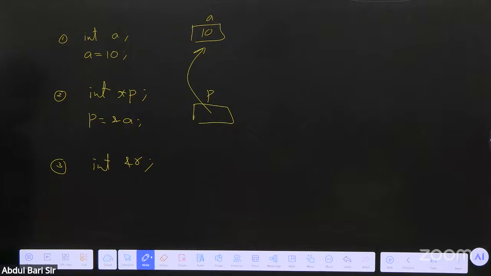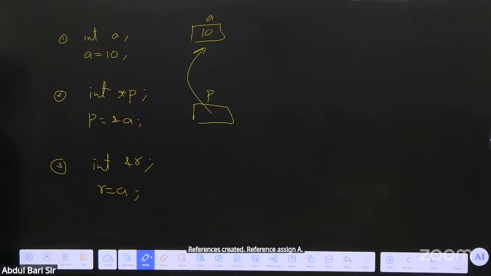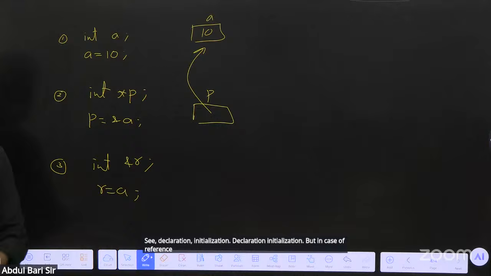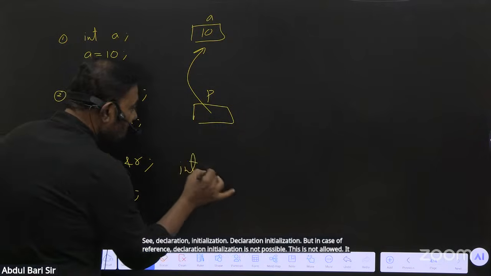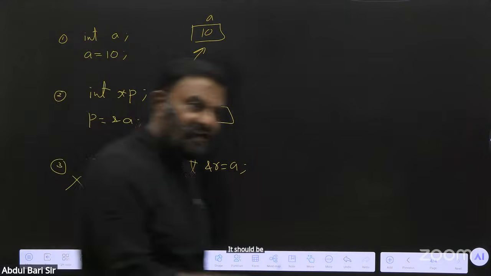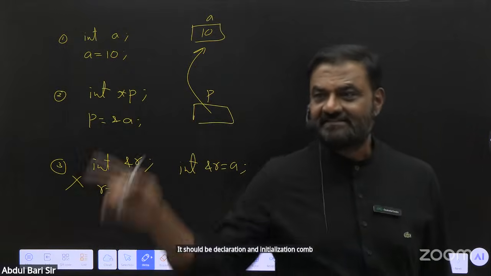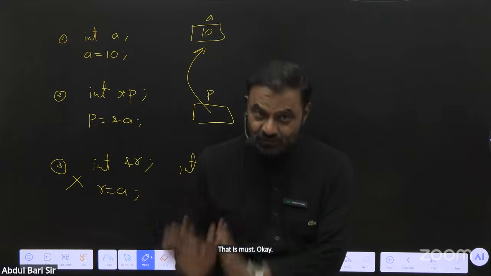Reference is created. Reference assigned a. Can you write like this? No. Why? See, declaration and initialization. But in case of reference, separate declaration and initialization is not possible. This is not allowed. It should be like this. It should be declaration and initialization combined together in a single line. That is a must. That's a new thing you learn about this one.